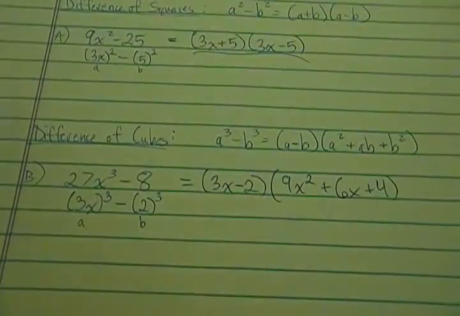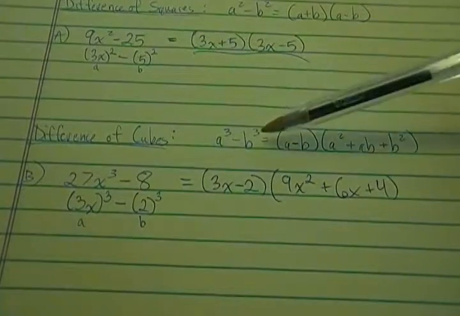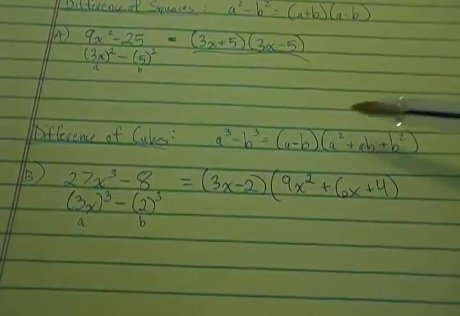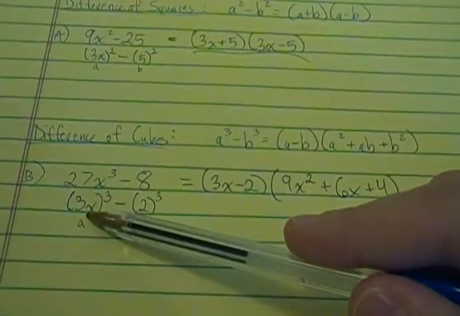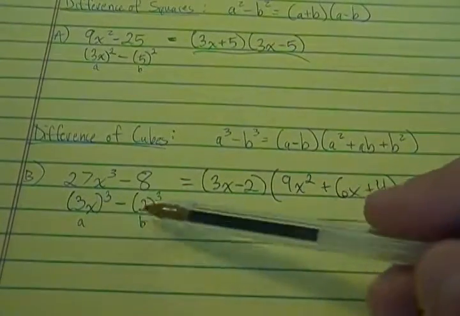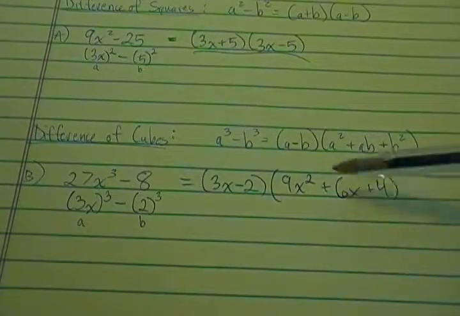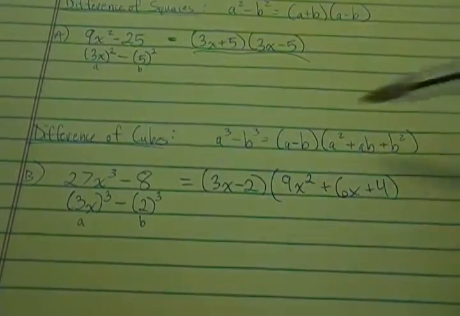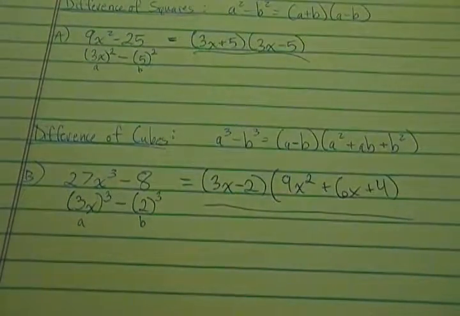All right, so in this case, our a was like the 3x, our b was like the 2. So it's a minus b, so just the 3x minus the 2 in the first parentheses. The second parentheses, we start with a squared, so 3x times 3x, so 9x squared. Then we do a times b, 3x times 2, that's plus 6x. And then we do b squared, 2 times 2, which is 4. And that would be our factoring for this difference of cubes formula.